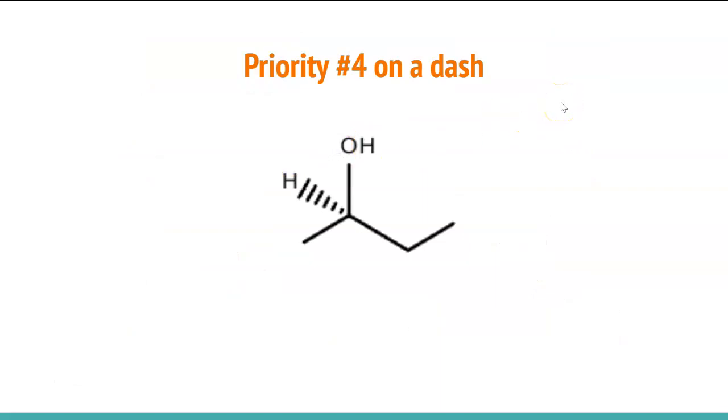So example number 2, we're looking at priority number 4 on a dash. Again, for me specifically, this is the easiest example of an identification.